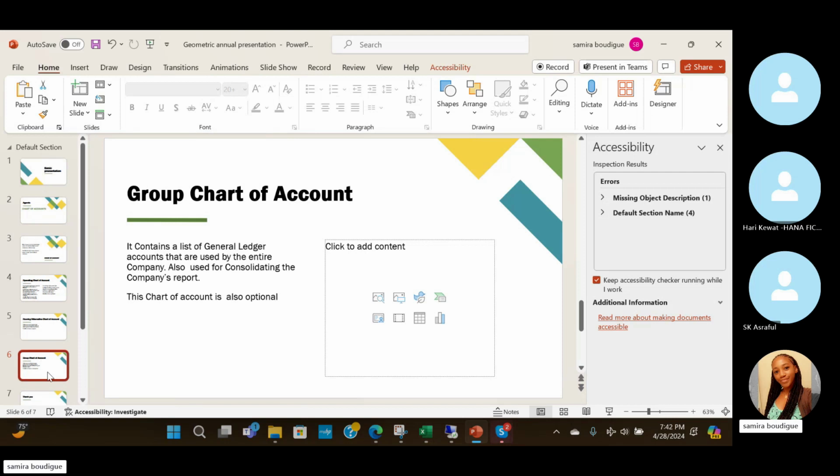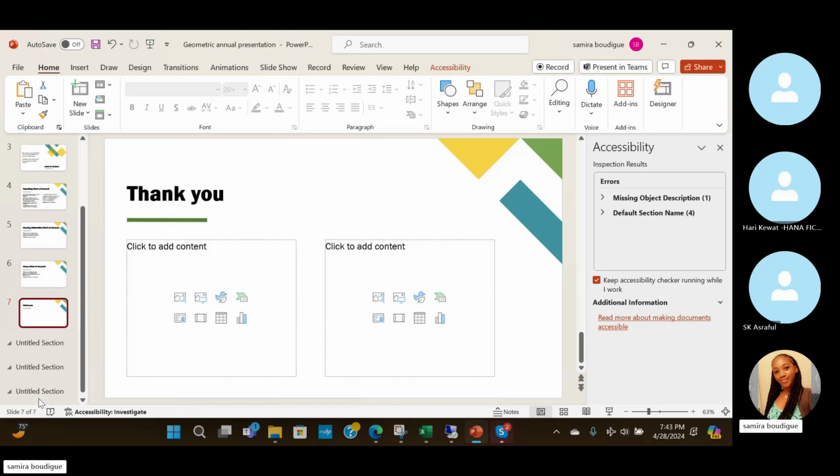Then the group chart of accounts contains a list of general ledger accounts that are used by the entire company, and it is also used to consolidate the company's reports. This chart of accounts is also an optional chart of accounts. And that's the end of my presentation.